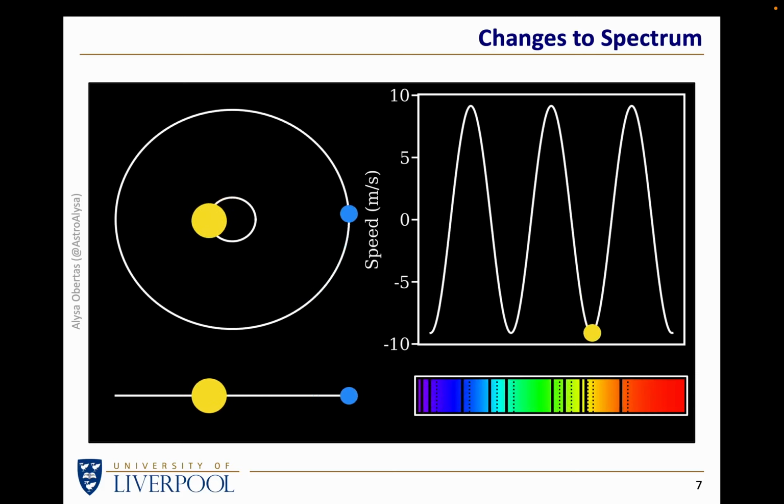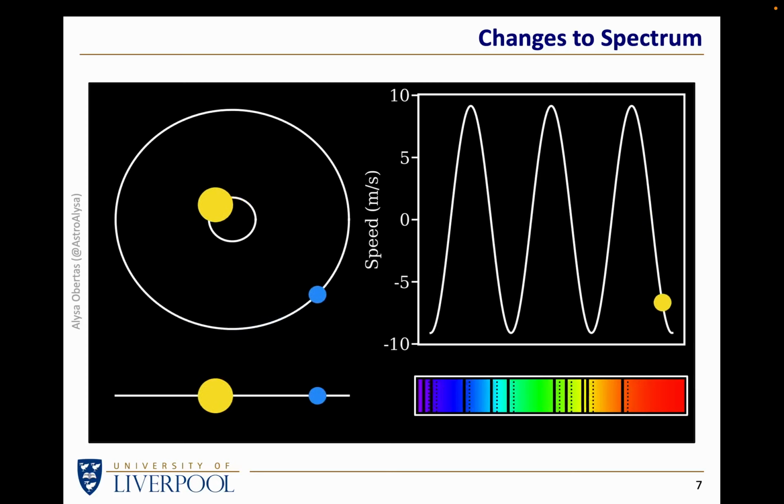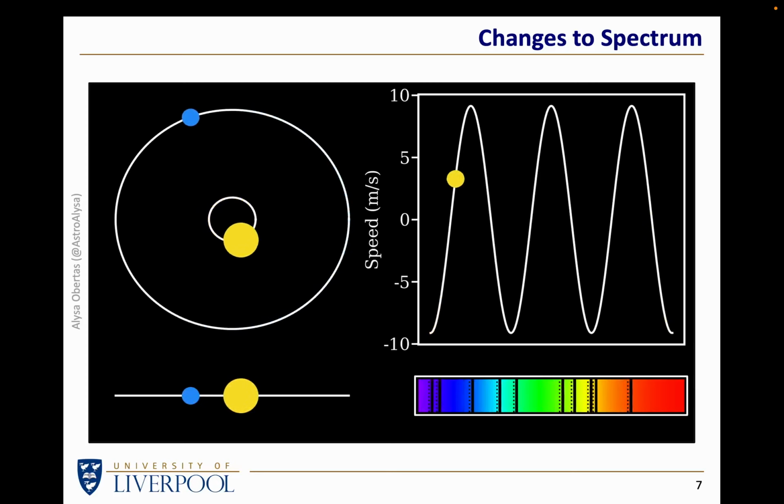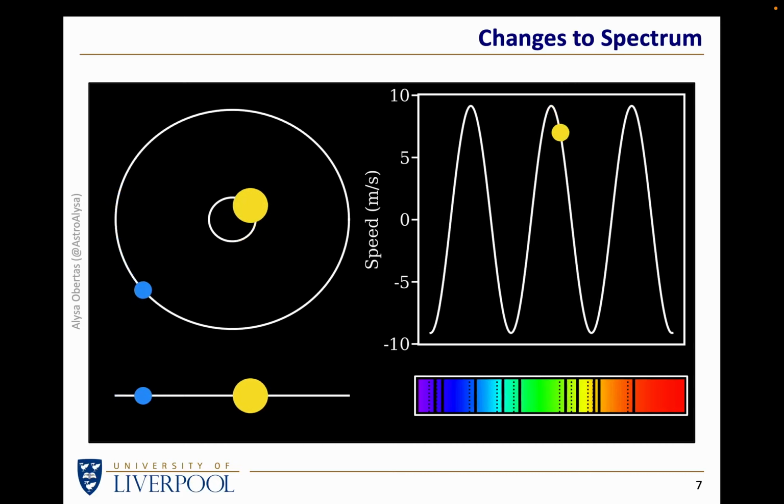So if we watch the spectrum from the star over a period of time and see what those absorption lines do, we can see them moving backwards and forwards if the star has a planet going around it, or perhaps more than one planet going around it.